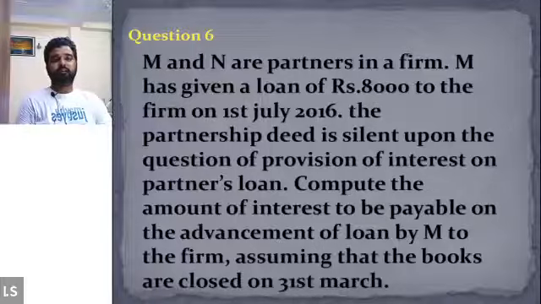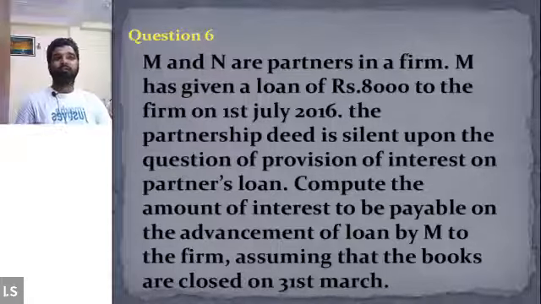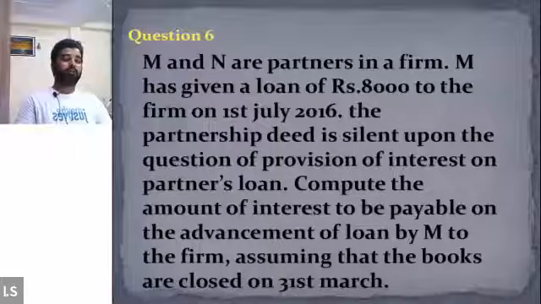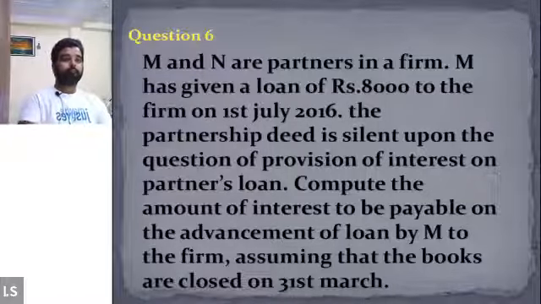The question basically says that there are two partners, M and N. M is giving a certain amount of loan to the business. The amount of loan is 8,000. The amount has been given on 1st July 2016. There is no agreement between the partners on how much interest will be paid against this loan. Now we need to compute the interest that needs to be payable by the business to M for his loan contribution. Is the question clear to all? Yes or no? Yes, sir. Okay. So let me show you how interest on loan is calculated.